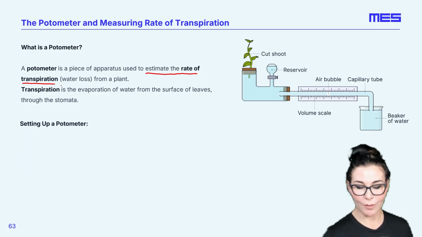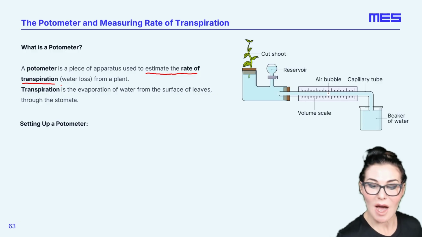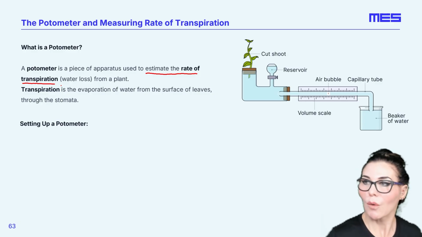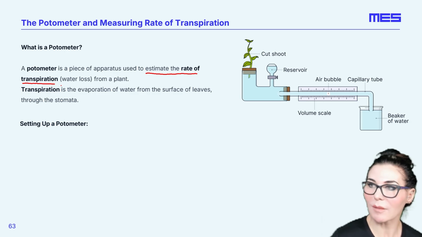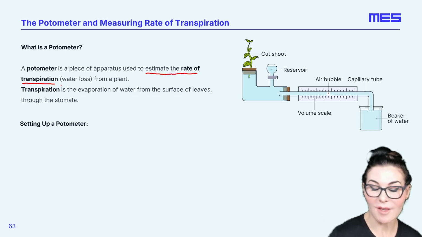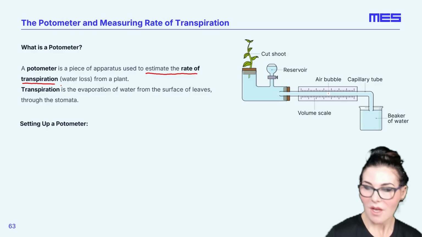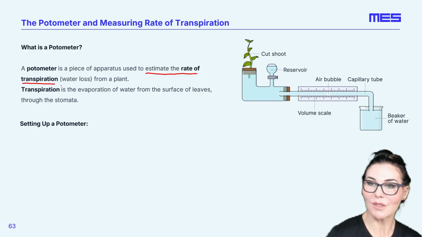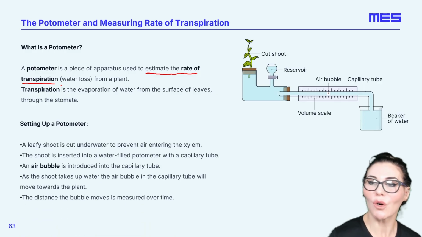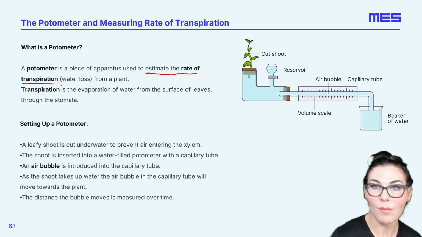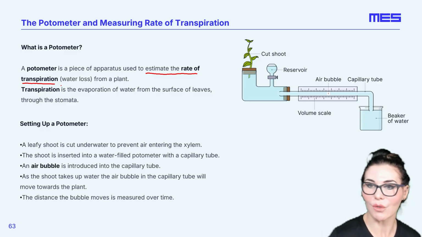Now, when you set up the potometer, you have to ensure it's absolutely airtight. We don't want air bubbles entering the plant xylem, because that breaks the water flow and transpiration would come to a halt. So it's quite hard to set up. You have to do it underwater, and you have to cut the shoot you're investigating from its main plant underwater as well, to try and prevent any air bubbles entering the equipment at all.